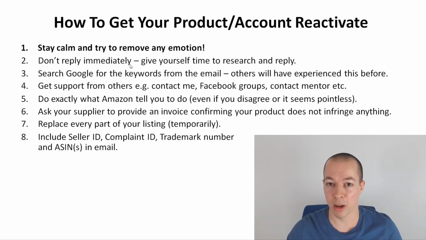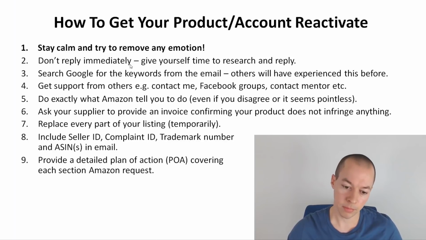After that, with every email, include your seller ID, complaint ID, trademark number, and the ASIN or ASINs that are affected. The reason for this is at least two or three times when I emailed Amazon back, they replied and said, oh, we don't know which case this is referring to, despite replying to their email. So make sure you include them every time.